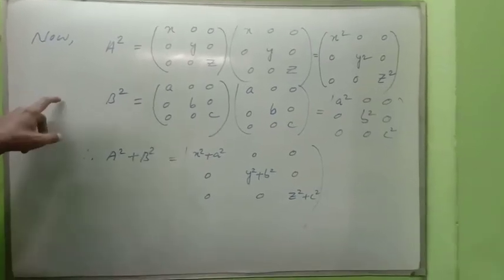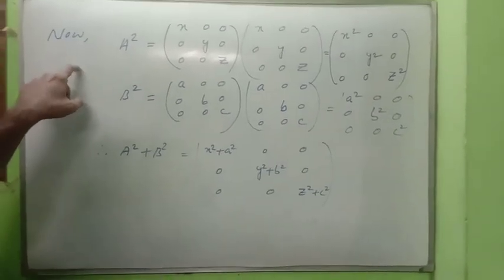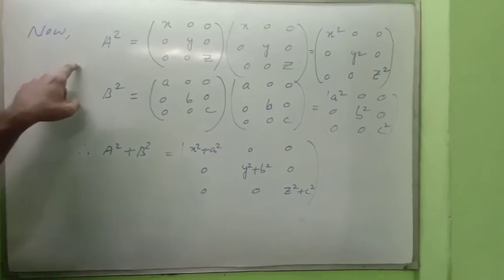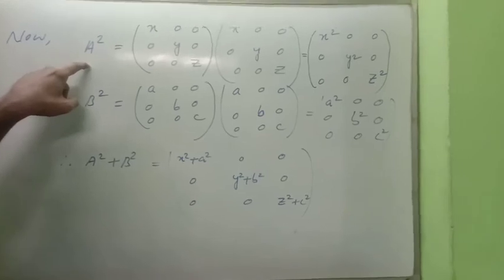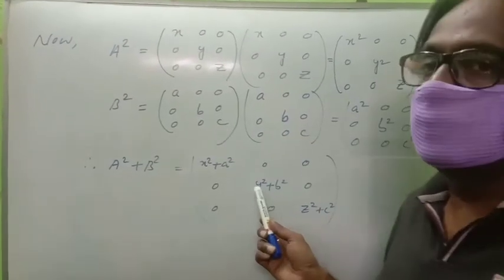Okay. All the 3 parts of the given question are proved. First I proved A, B is a diagonal matrix. AB is equal to BA. Next I found A square plus B square also is a diagonal matrix. Now it is proved. Let us go to the next sum.